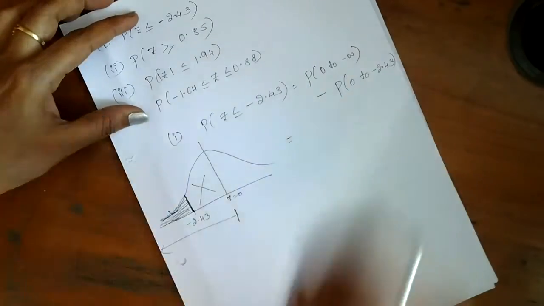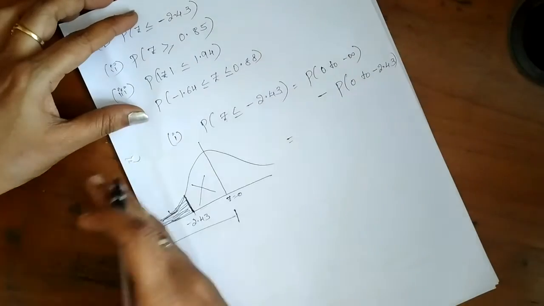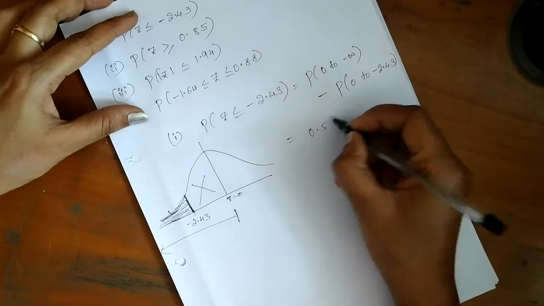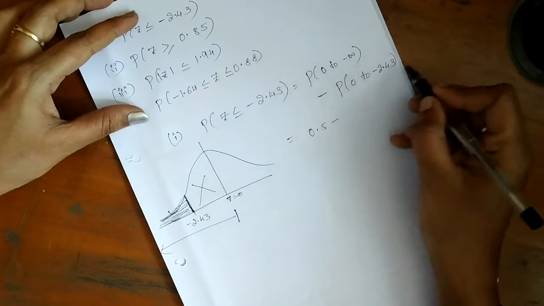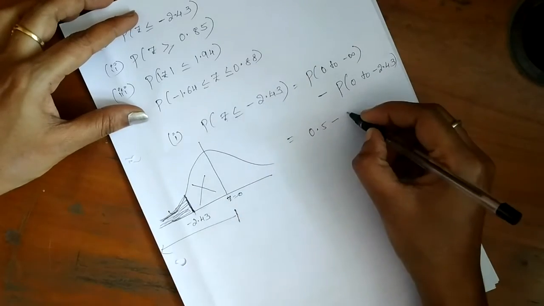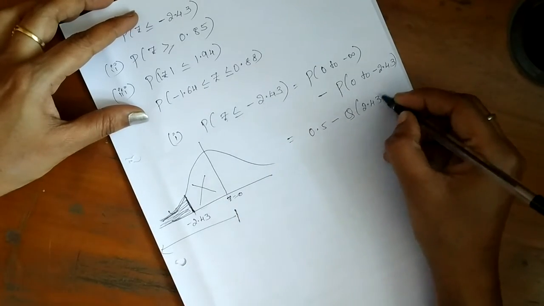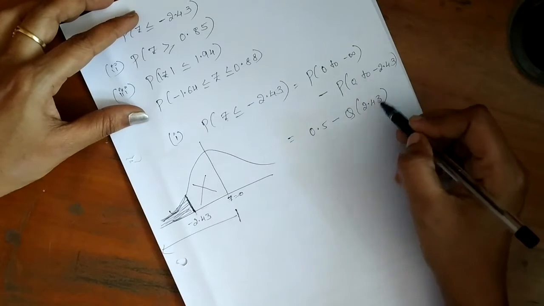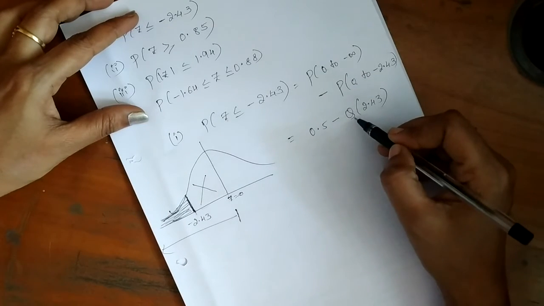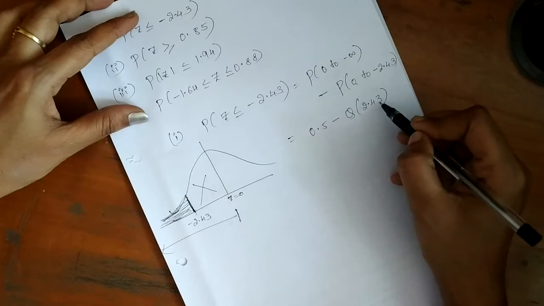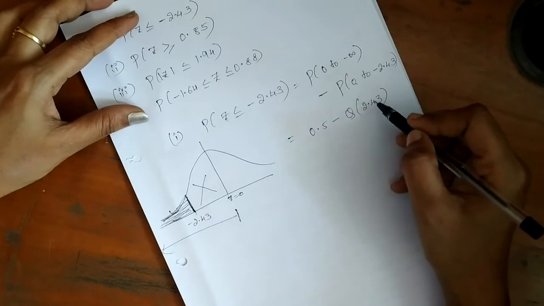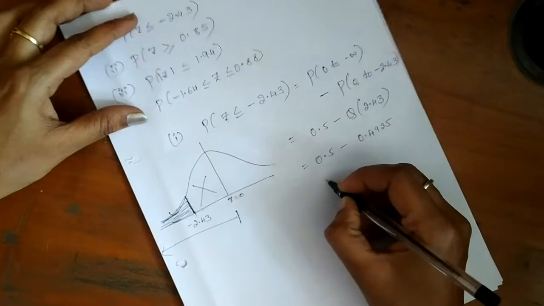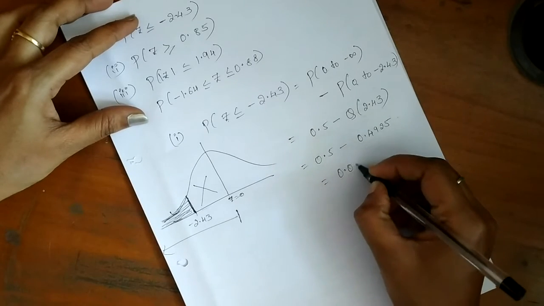Now from 0 to plus infinity or 0 to minus infinity, the complete area from the left hand side, it is 0.5, it is given, right? So 0.5 minus the probability of 0 to minus 2.43, from here to here, can be written as q of 2.43. Here it is negative, but here I have written positive. Anyway, we will be finding the probability only for the positive one, so it can be taken as positive. Now 0.5 minus 0.4925. If you simplify this, you will get 0.0075.